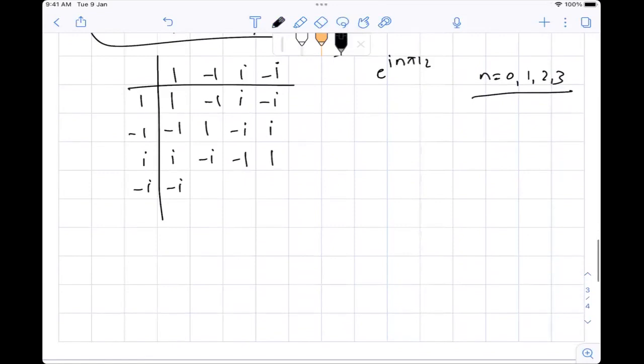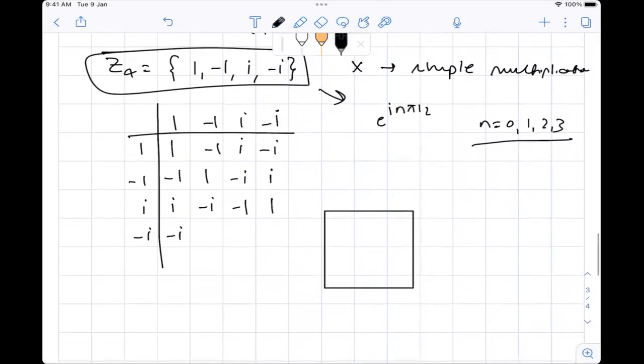Let's say you take this square. The first operation is you don't do any rotation at all. It remains the same. Then you make a rotation by exponential of i pi over 2, so that's i. It means that you are rotating it by 90 degrees, so it will still remain the same. And -1 corresponds to the rotation by 180 degrees, and -i corresponds to a rotation by 270 degrees. So the square will still be the same.